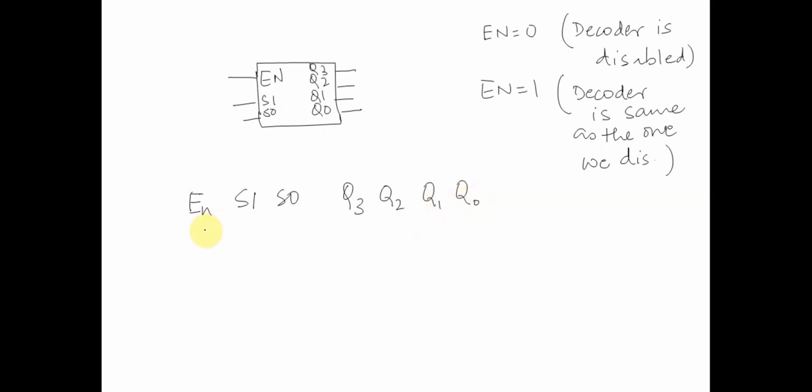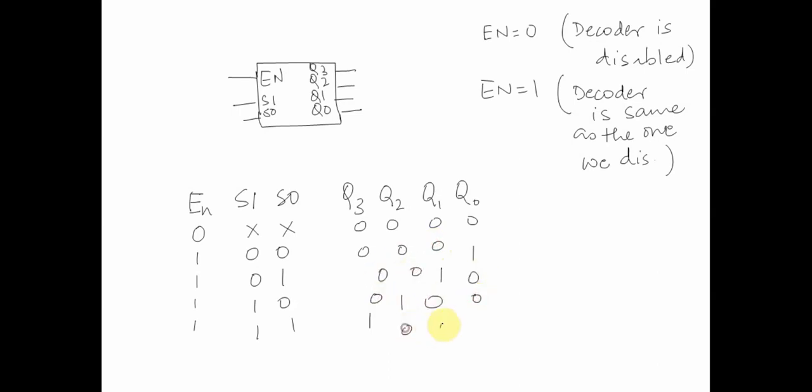So basically, if my enable is 0, I don't care what S1 is, I don't care what S0 is, output has to be all zeros. Similarly, if enable is 1, we have multiple cases depending upon S1 and S0, whether it's 0 0, 0 1, 1 0 or 1 1, where we either have this operational or this operational or this operational or this operational, right? This is a decoder with an enable input.